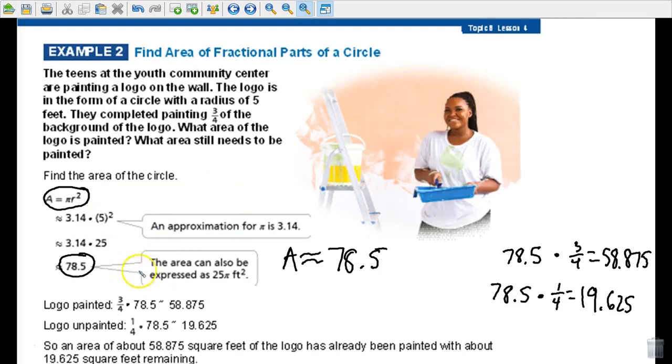So all in all, you find the area of the entire logo and then you just multiply it by the fractions or the fractions as decimals.